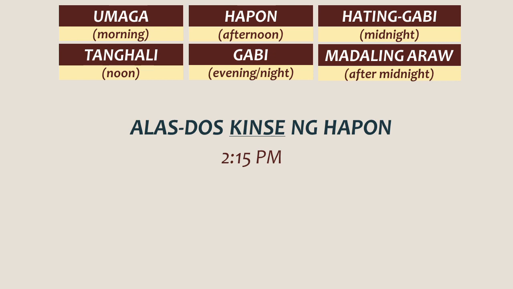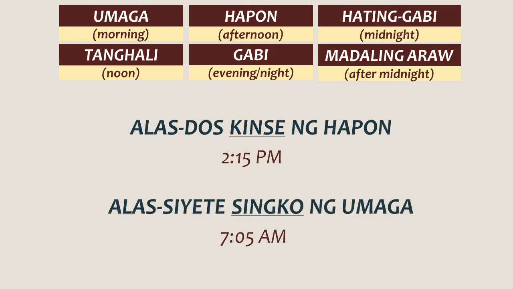Now, if you want to add the minutes, like for example, for 2:15 p.m., you can say alas dos kinse ng hapon. So this one, kinse, that's 15 in English. Another example, alas siyete singko ng umaga. So singko is 5. Yes, obviously, you would need to know the Spanish loan Tagalog numbers, and I don't want to spend so much time reading to you each number one by one up until 60. So I'll just make a separate video for that, and I'll place the link in the comments as well as the upper right corner of this video if you are interested.